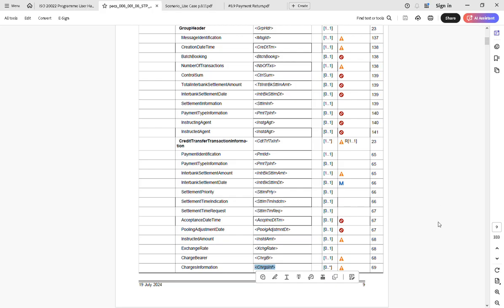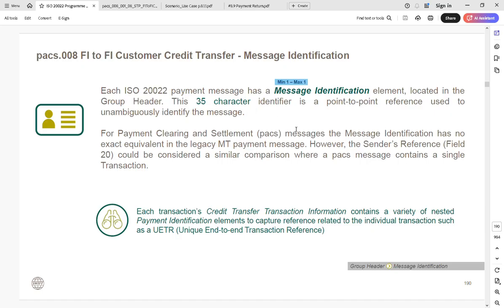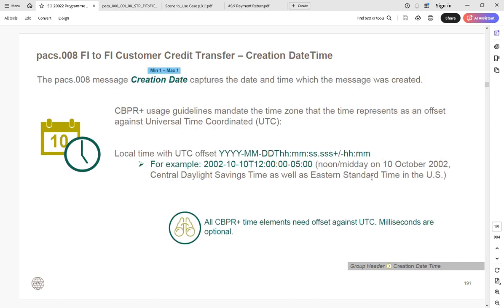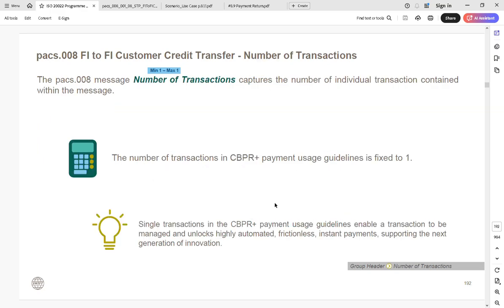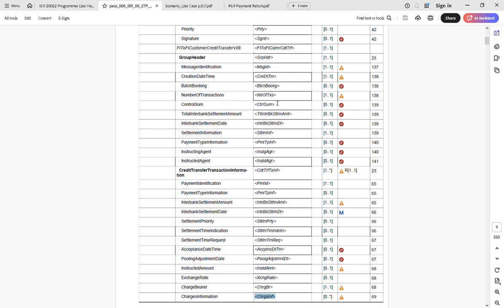Okay, so mapping MT to MX. After this we discussed the next topic. This we have done: message ID, which is 35 characters long, and its format, sender's reference, it's all there. After that we discussed creation date, its format in milliseconds. Then number of transactions, always one as per the CBPR guideline, but we have a dedicated field here. So number of transactions is filled here as one.